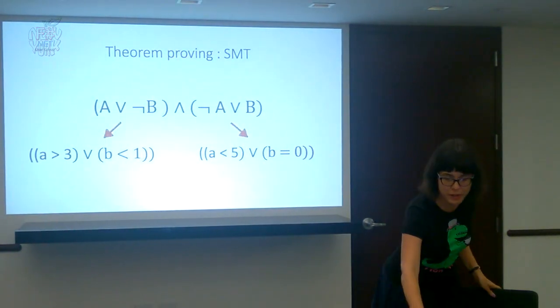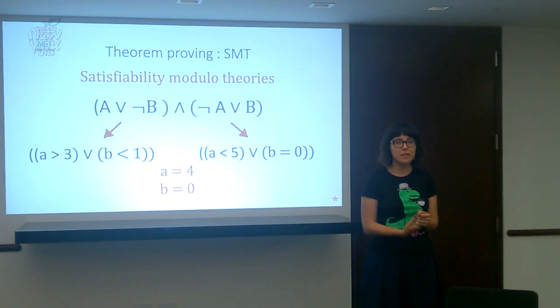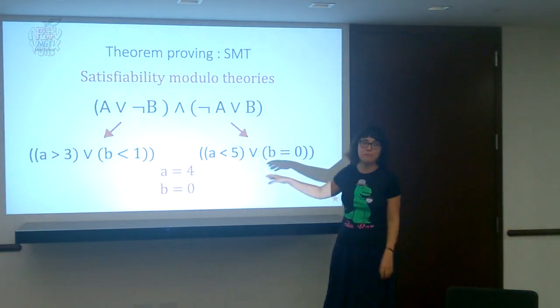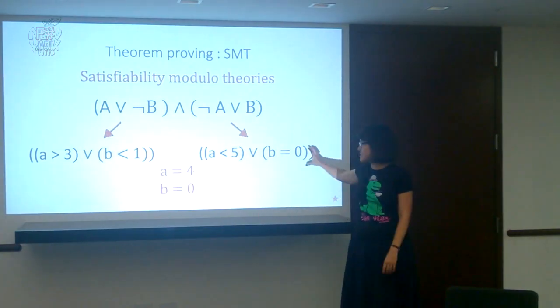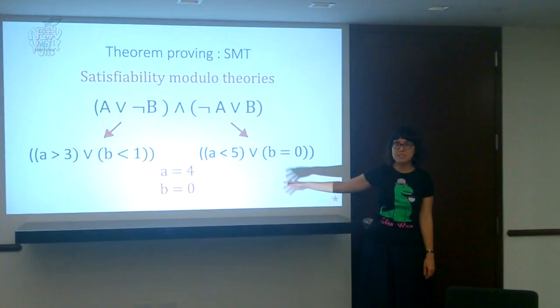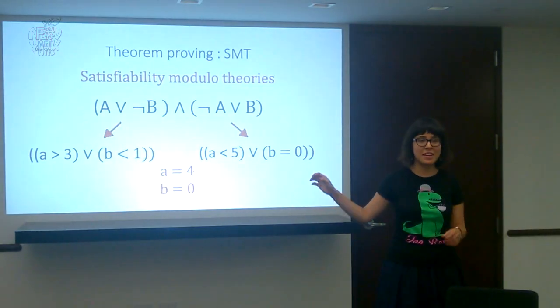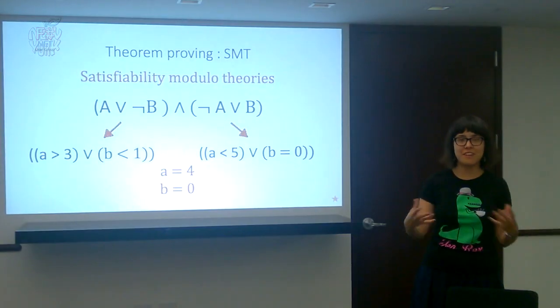There can be any type of predicate, and it's called satisfiability modulo theories, because you can use predicates from any type of theory. And now this is satisfiable for A equal 4 and B equal 0. So this is a way to get integers or even real numbers into the standard satisfiability setting.